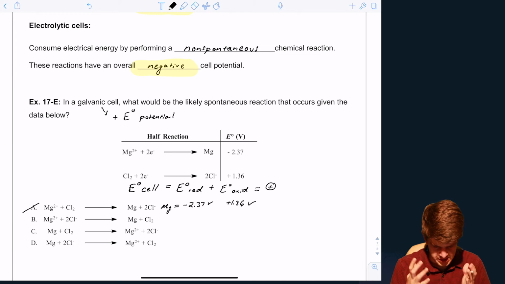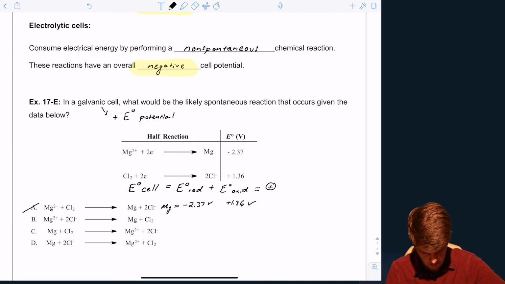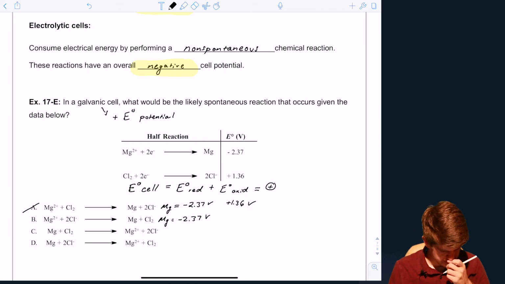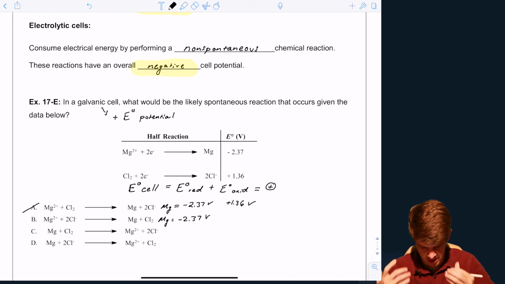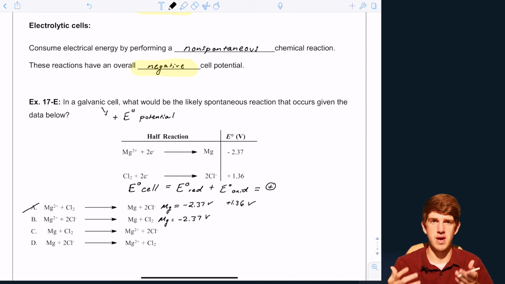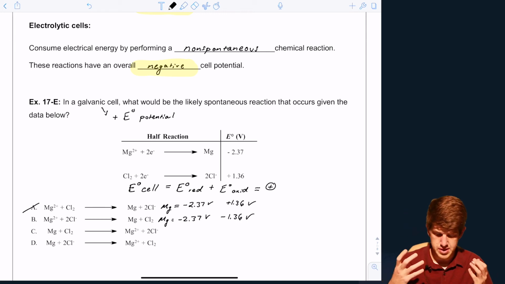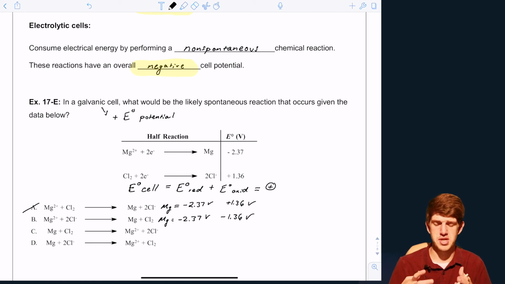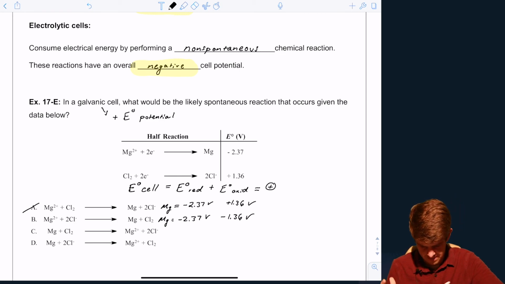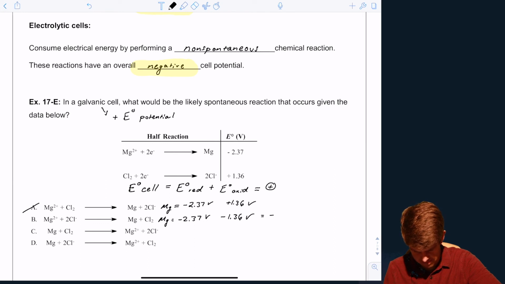For B, Mg2+ becomes Mg, same thing that I saw in the top one, that would have a negative 2.37 value. And 2Cl- is becoming Cl2, so minus is becoming neutral. It's losing electrons. It's being oxidized. So I'll flip the value of the reduction potential. So now that is minus 1.36 volts. So this is a redox reaction, but overall I have a negative number.